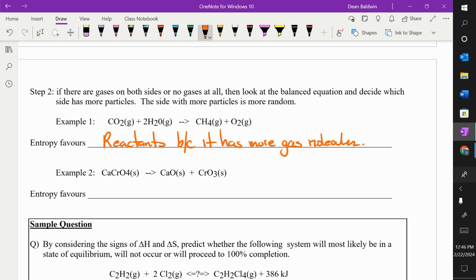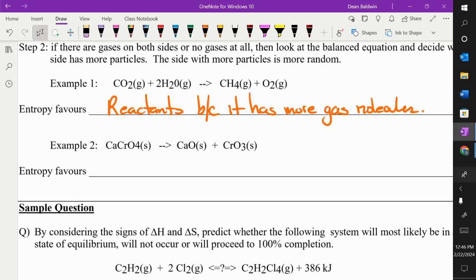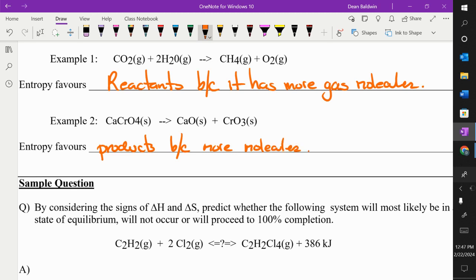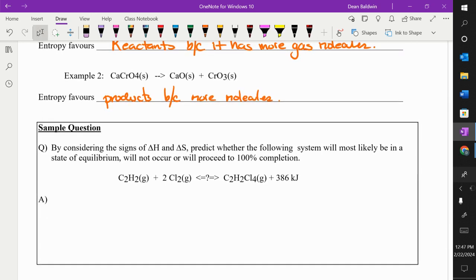What if everything's a solid? Like in the next reaction. Just looking at the reaction, we're talking about randomness. What's more random, two things or one thing? Two. So you're going to go to the side with more molecules. So it favors the products because there are more molecules.